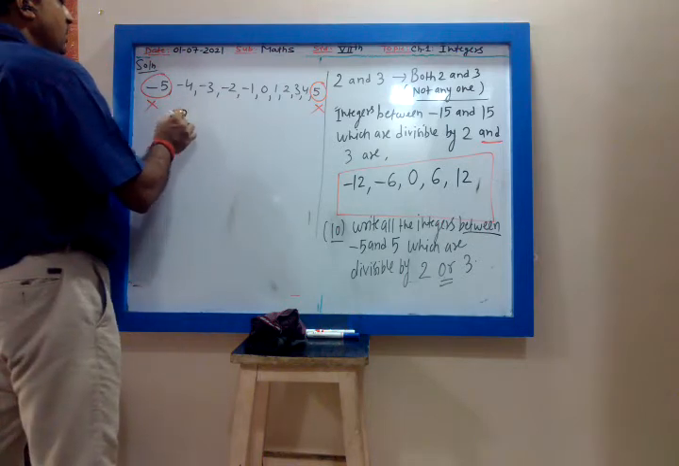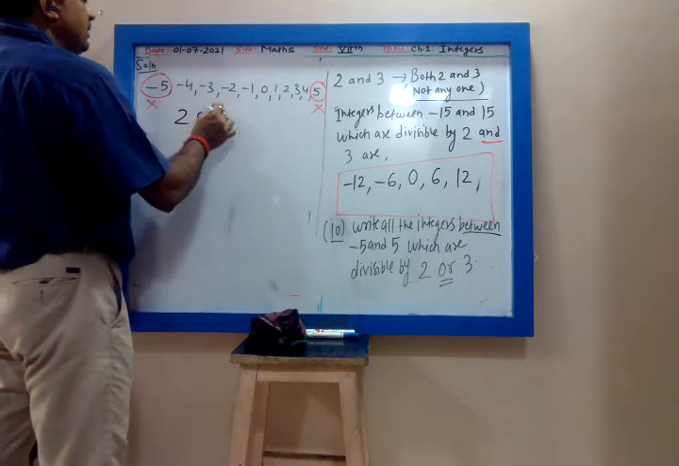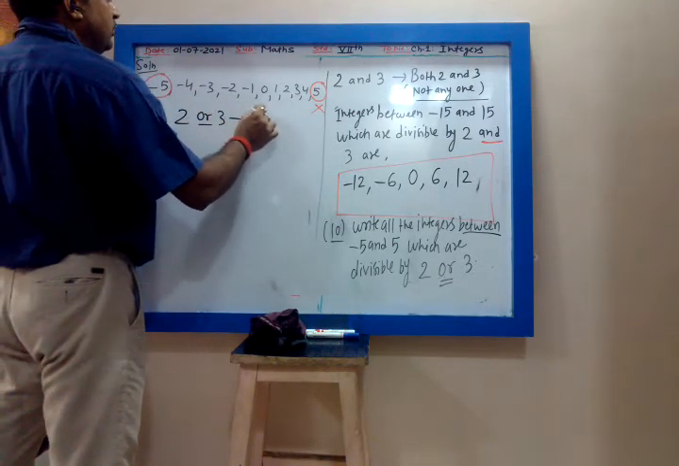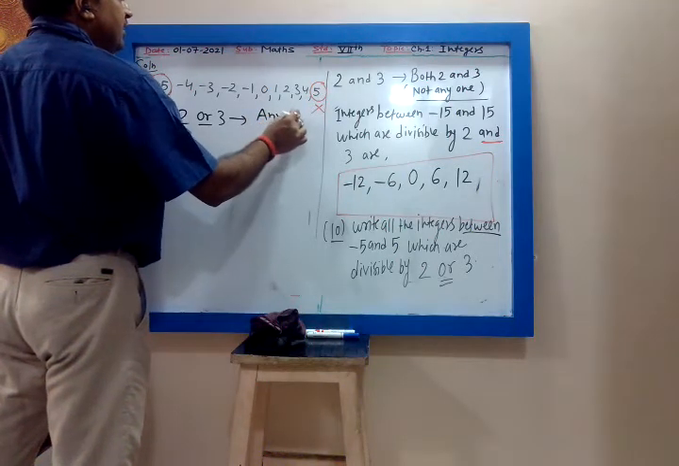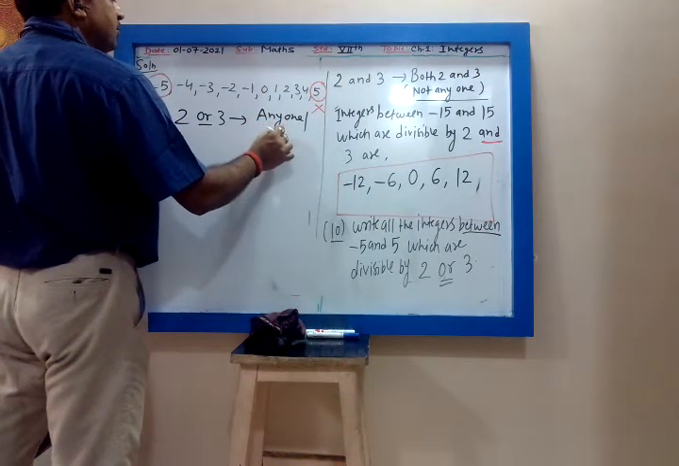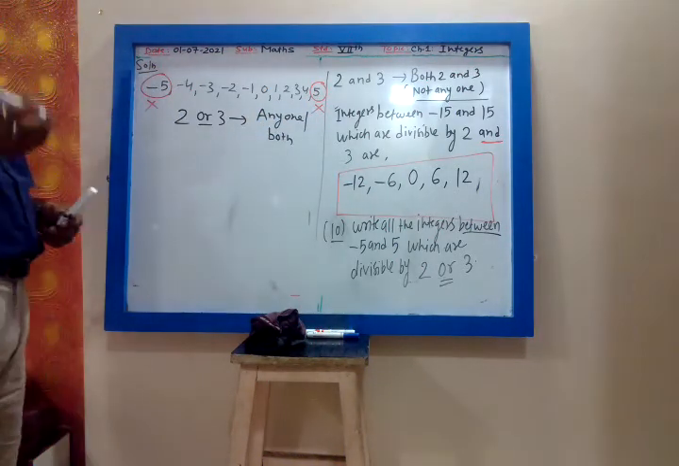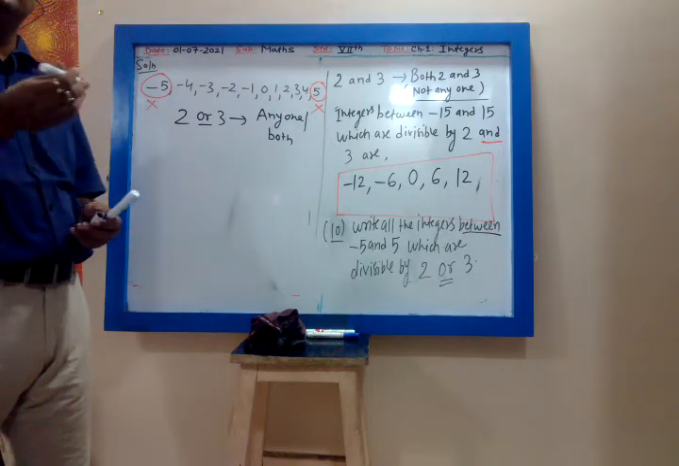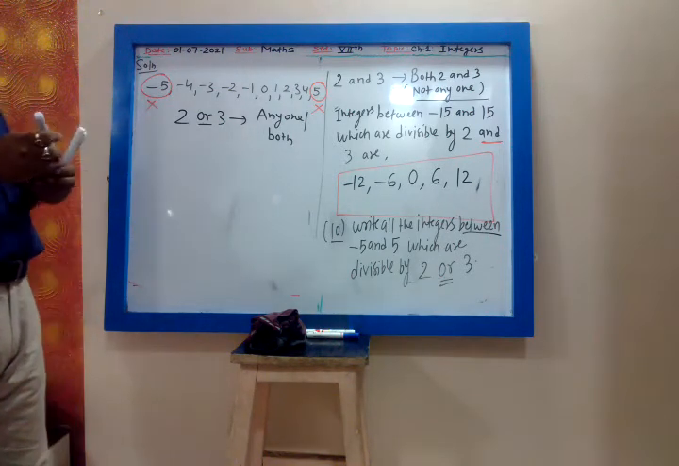So now this is 2 or 3. 2 or 3 means any one or both. Even if it is divisible by one number also, then also we take, because it is or.